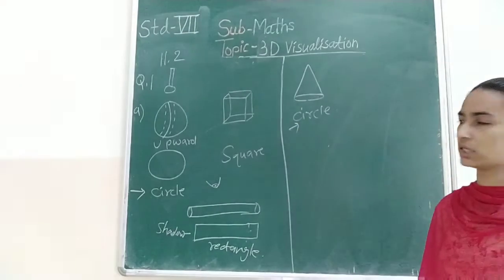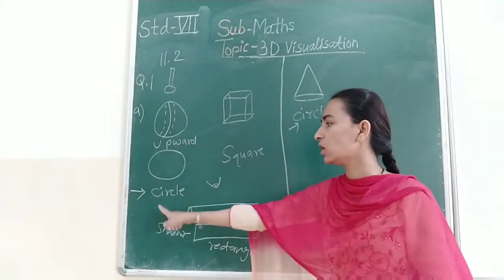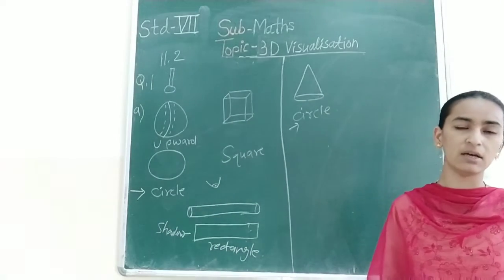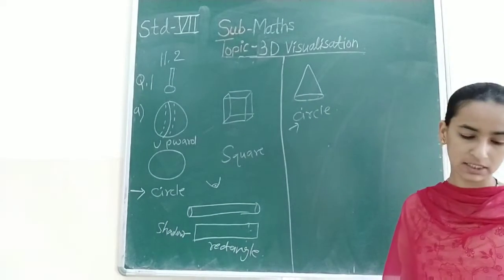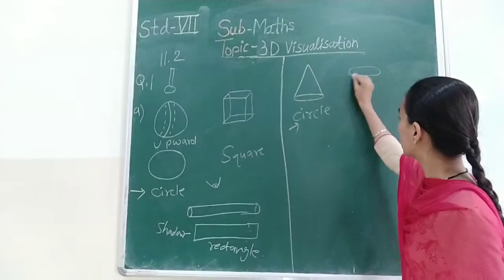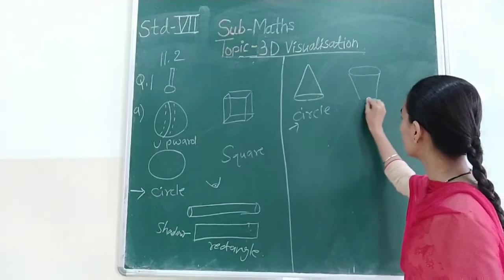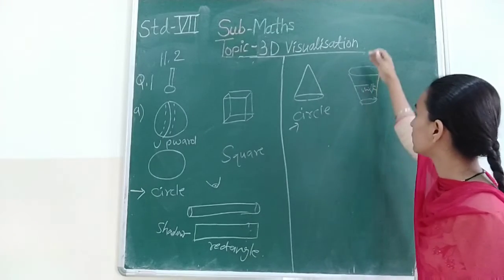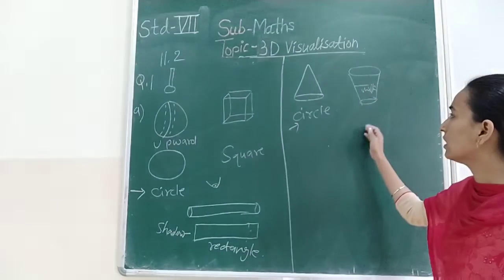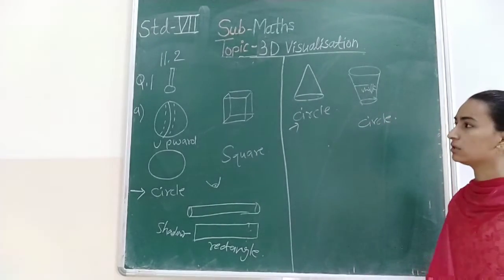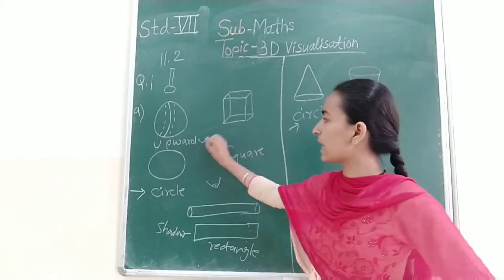The next is orange. Orange is also a sphere, so it shows a circle. Easy question. Then the next is milk glass. A glass is something like this. Milk is there. If we see from upward direction, it shows a circle only. These all are of upward direction.